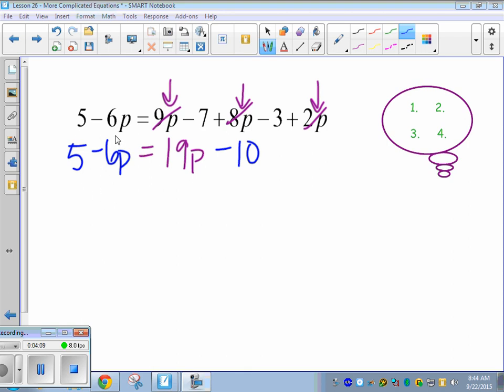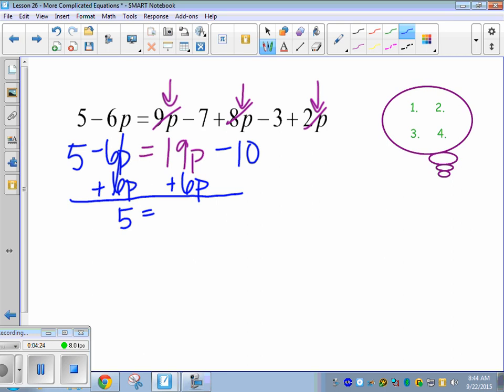So he wants to eliminate the variable from the left side. So if we want to do that, we're going to add 6p to both sides. Plus 6p plus 6p. Now these p's are going to go away. The 5 is going to stay on this side. So we have 5 equals 19p plus 6p is going to give me 25p. And this -10 is just going to come back down. Now, Sophia, what's my next step?